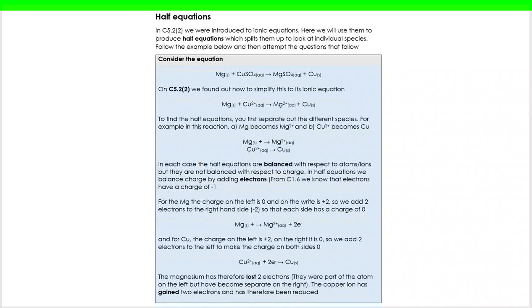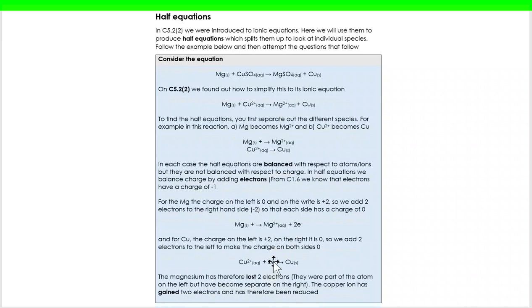Now, we have seen these equations way back in the atomic structure topic. And we can balance charge in these equations by adding electrons. So on the magnesium, I have a charge of 0 on the left, I have a charge of plus 2 on the right. So I add 2 electrons on the right hand side to bring the overall charge to 0. And I've completed my half equation. On the copper, I'm adding 2 electrons on the left hand side.